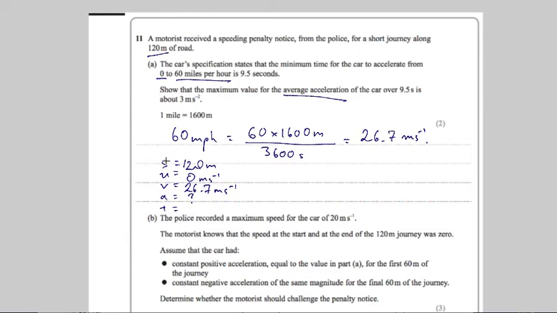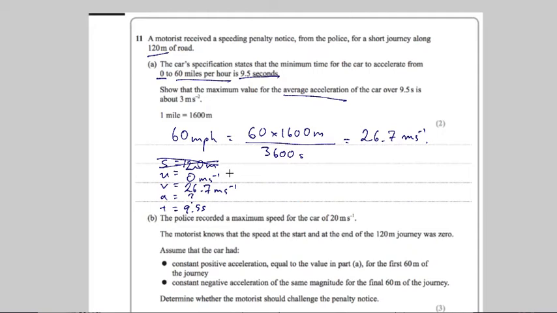We want something involving S, U, V, and A. Well, which one of... Ooh, no, I'm wrong. We are given the time. It is 9.5 seconds. So actually, we've got more than enough information. The car specification states the minimum time for the car to accelerate from 0 to 60 is 9.5 seconds. Show the maximum value for the average acceleration of the car over 9.5 seconds is about 3 meters per second squared. So we're not going to be using this.